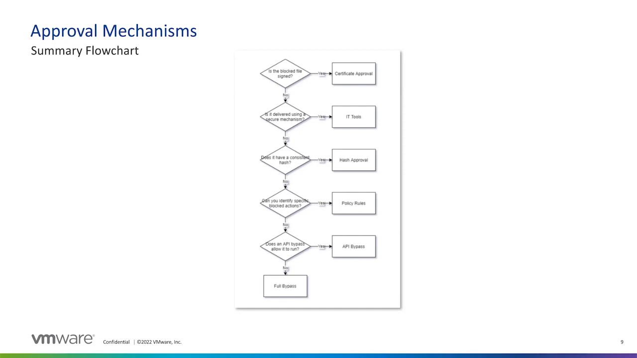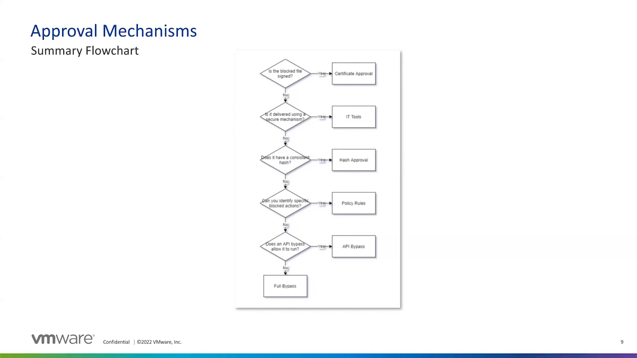So basically it starts out, quickly ask yourself, is the file signed? Fortunately, not every file is signed anymore, but if it is, approve that certificate. That's going to help you on most of your blocks. If it's not signed, you ask yourself, is it delivered using a secure mechanism? Again, is it an installer? Is it dropped by a specific file every time? At that point, you could leverage IT tools. If not, is it a consistent hash? If yes, hash approval. And if not, that's where we jump into the policy rules.